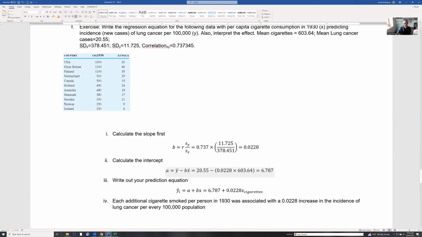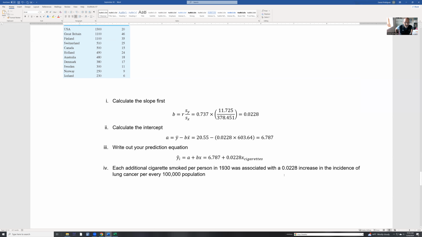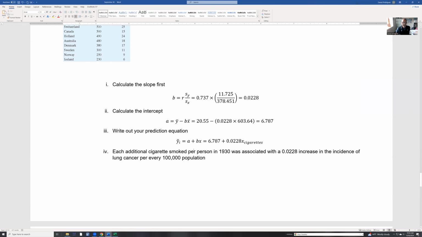Using the equation I showed above, I can find my intercept by subtracting b times the mean of my predictor variable, cigarettes consumed, from the mean of my outcome variable, cancer cases. So I get 20.55 minus 0.0228 times 60364, and I get 6.787. That's my intercept. So now I can write my equation: a plus bx. So a is 6.787 plus 0.0228x. That's x is cigarettes, right?